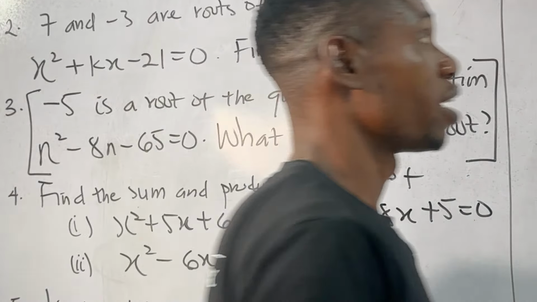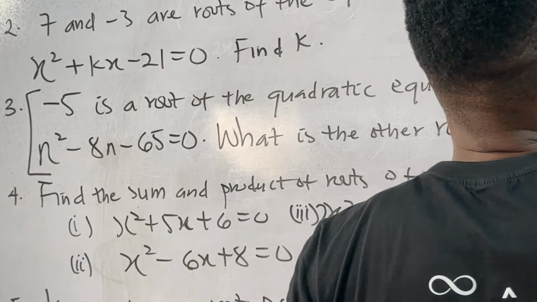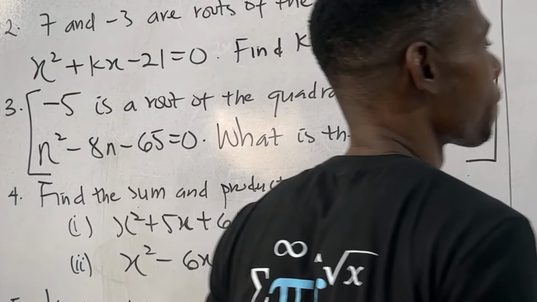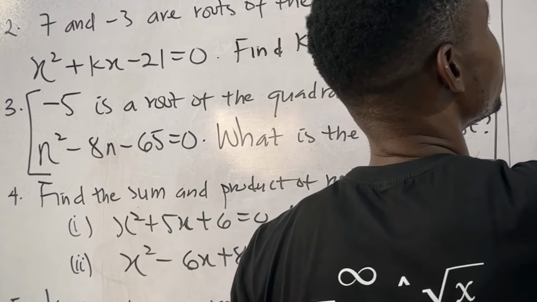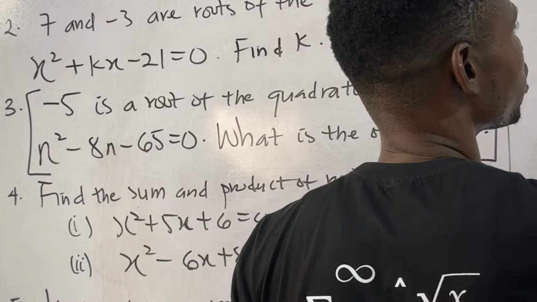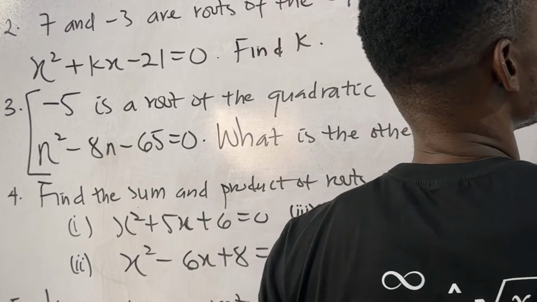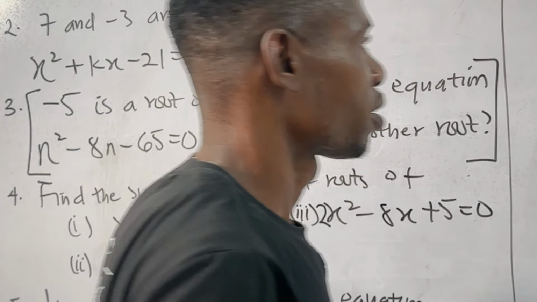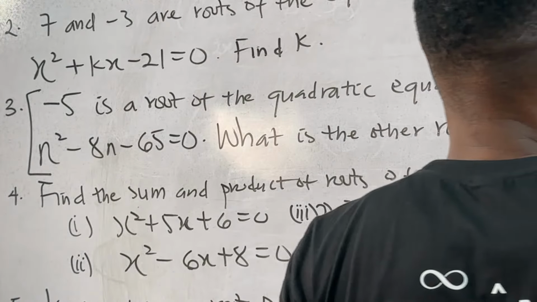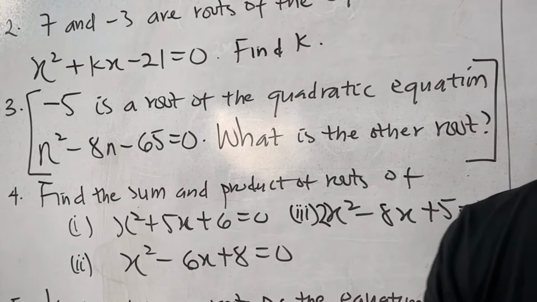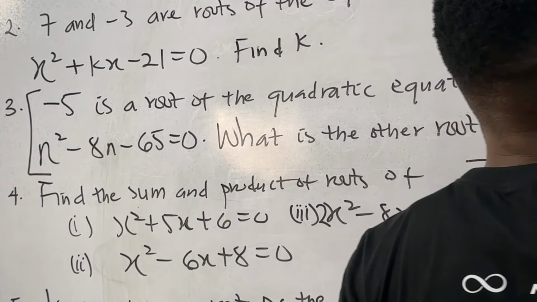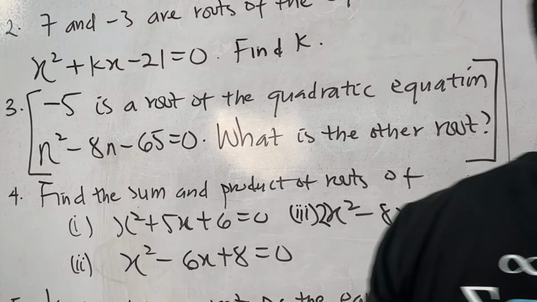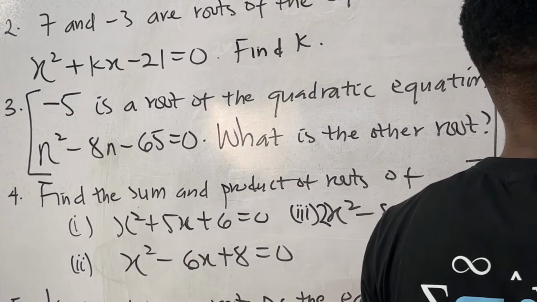Now remember what we did earlier. We said that sum of roots equals minus b over a. What's our a in this case? Our a is the coefficient of n squared, which is 1. And what's our b? Our b is minus 8. So sum of roots, that's minus 5 plus the other root x, equals minus b, which is minus 8. Our b is minus 8, right? Over a. Our a is 1.